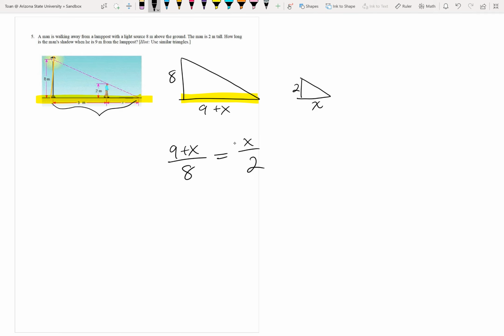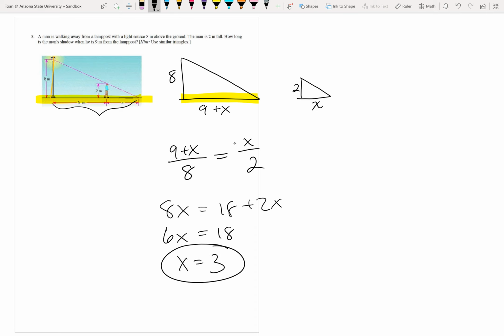There are lots of different ways to solve proportional problems. I think the easiest way is to cross multiply. So if you cross multiply, you get 8x equals 18 plus 2x, and then it just becomes a simple linear equation. Subtract the 2x over, 6x equals 18. Divide out the 6, get x equals 3. So his shadow is 3 meters long.